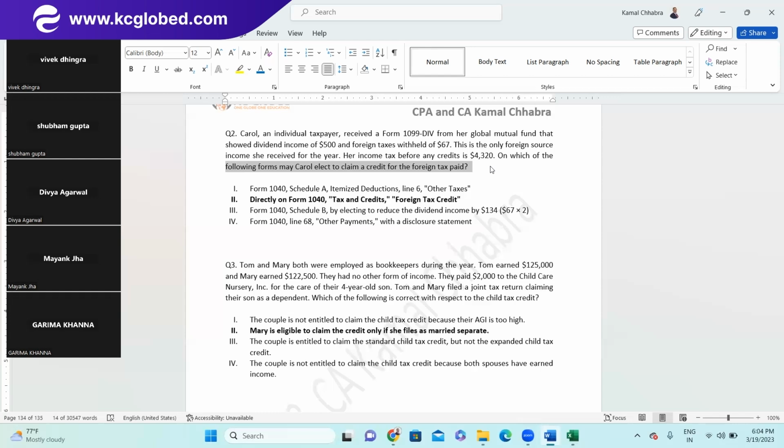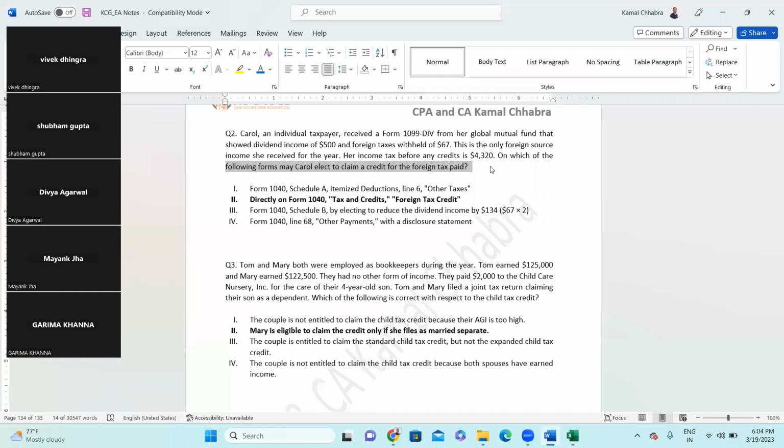Vivek, Divya, Mayank, what's your thought on this? So I'm not sure about this one. What is the call of the question, Mayank? So which should be selected to claim a credit for the foreign tax paid? So which option will help you claim the tax credit in your income tax return?